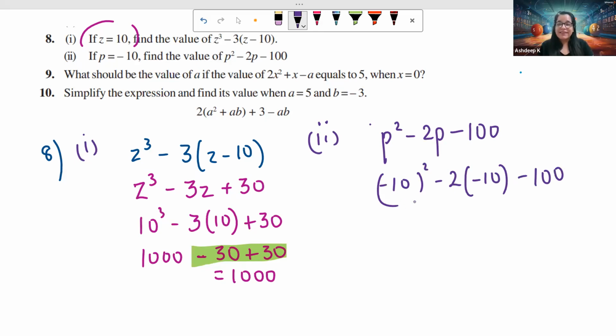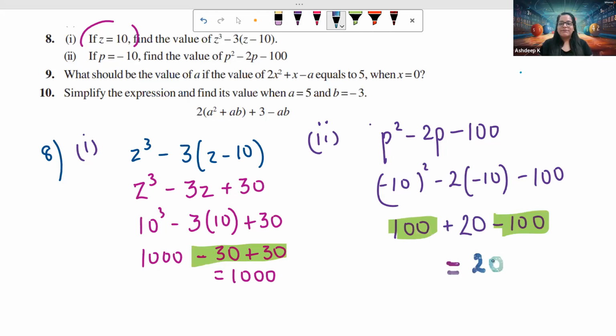Minus 10 square, minus 10 into minus 10 would become 100. Minus and minus would get cancelled. Again, minus 2 into minus 10 would be plus 20. And then we have minus 100. As you can see, 100 minus 100 would become 0. So we'll get our answer, that would be equal to 20. I hope again this question is clear to every one of you.